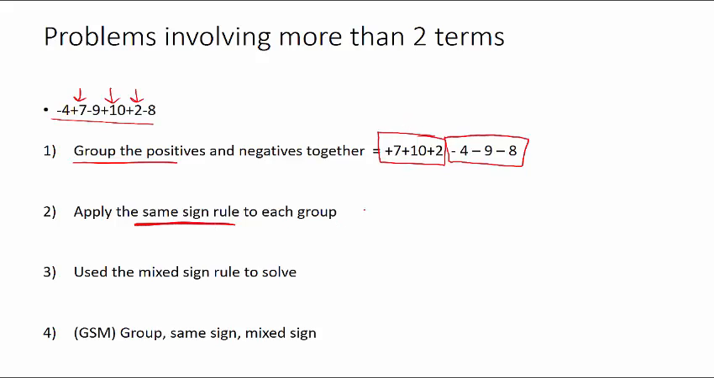So we'll use the same sign rule for this group. We have 17, 18, 19. So we have 19 positives. And here we have 17, 18, 19, 20, 21. We have 21 negatives. Now we're going to use the mixed sign rule to see what the answer is when we put those together. So we have more negatives. How many more negatives? Well, 21 take away 19 is 2. So our answer is negative 2.